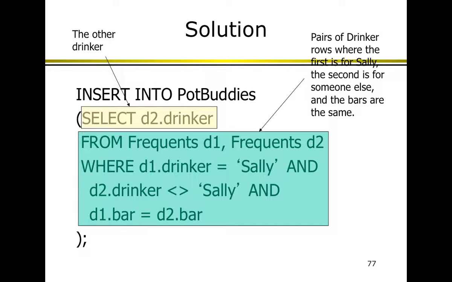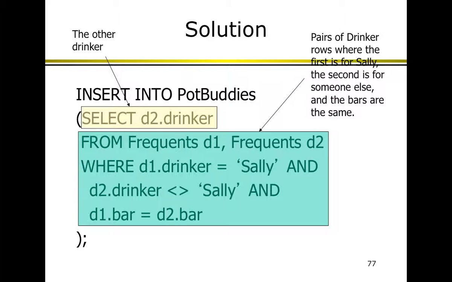Select D2.drinker from frequents D1, frequents D2. So we're doing frequents on frequents. We're looking at the frequents table. We're going to find Sally, and then we're going to find all of the other people that also go to the same bar as Sally, her potential friends.